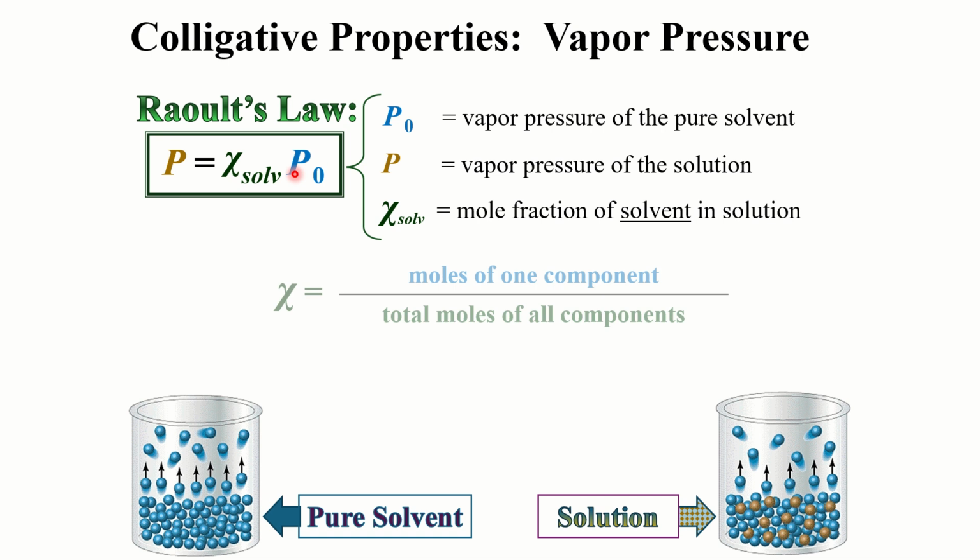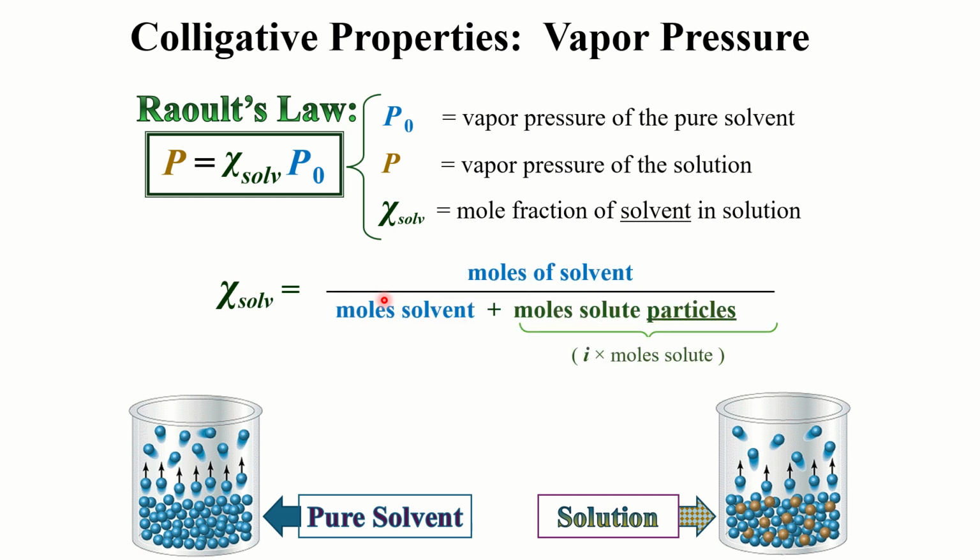And again, mole fraction X is moles of one component divided by total moles of all components. So for our purposes, this would be moles of solvent on top, divided by moles solvent plus moles solute particles. Just don't forget to multiply the moles of solute particles by the Van't Hoff factor for that solute.